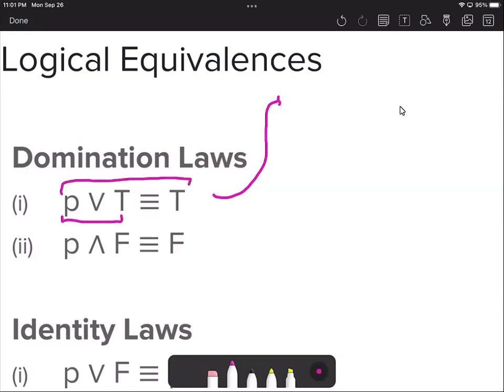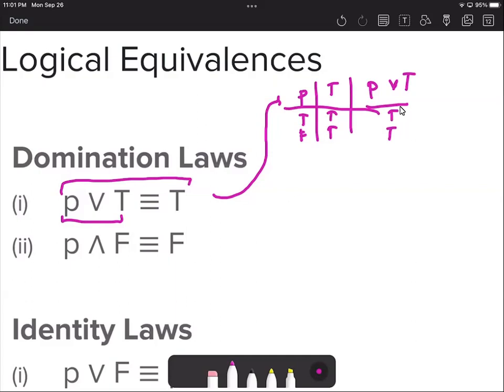to a true value. Okay, well, let us look at the truth table. Suppose we have P, so it has values true or false, right? And we take its disjunction with a true value, okay? So P or T. So this will result to both true, okay?